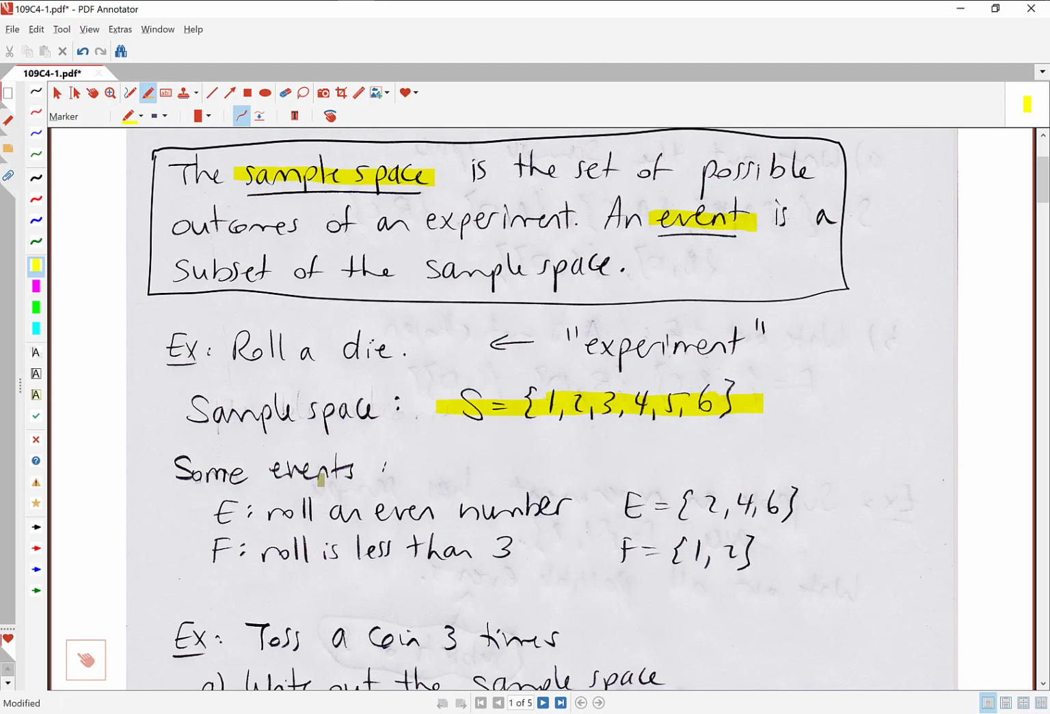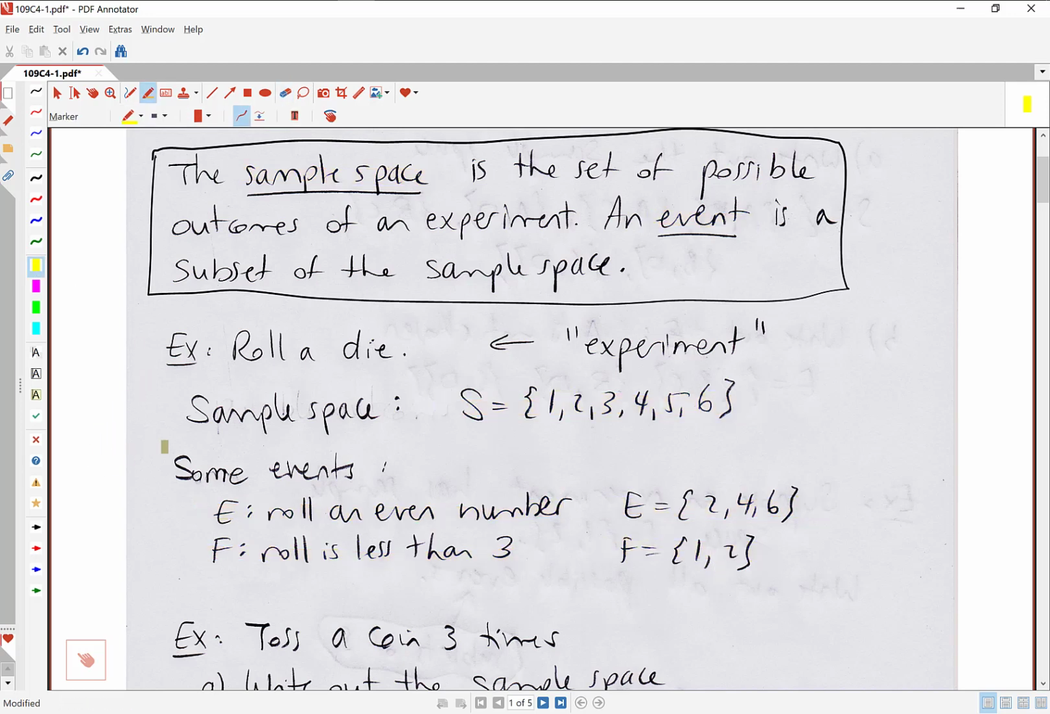Now an event is a subset of the sample space. So some examples of events would be something like rolling an even number. Each of these events we're going to represent as a set. So if we say E is the event where we roll an even number, the set E would just contain those outcomes, those even numbers, 2, 4, 6. Another example of an event, we could say event F is that we roll something that's less than 3. So the set F would contain those outcomes that are less than 3.